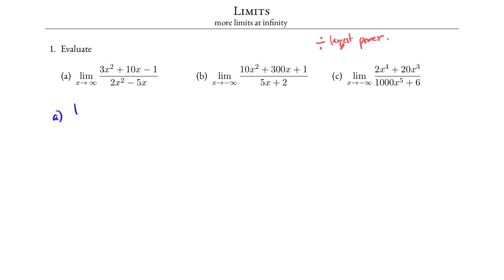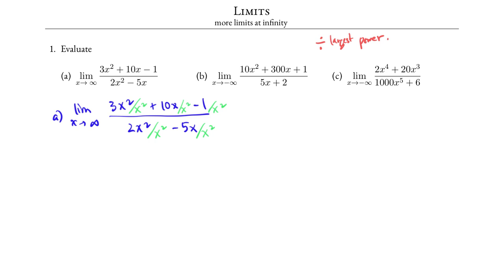For part A, the limit as x equals infinity of 3x squared plus 10x minus 1 over 2x squared minus 5x. We see that the largest power in the denominator is x squared, and so we would divide every single term by x squared. Essentially, we are dividing by x squared both on top and bottom. This is the golden rule. Whatever we do in the numerator, we do the same thing in the denominator.